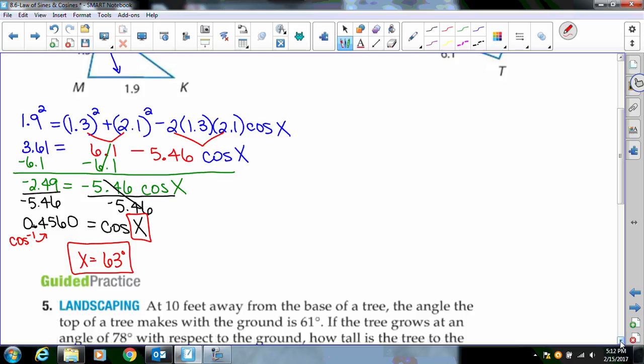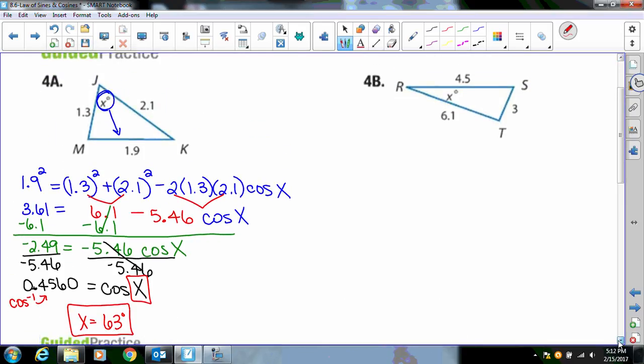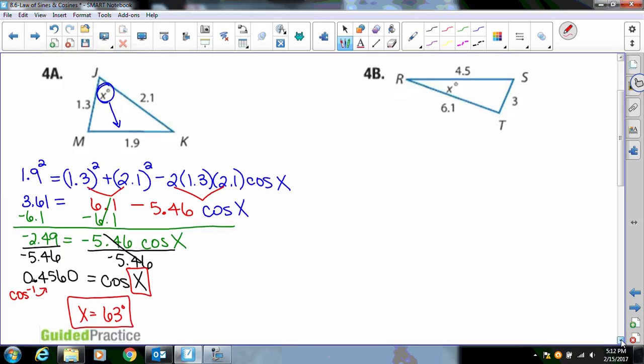And again, make sure you are trying this stuff on your calculator. So you might want to pause as you're working on the video, check it on your calculator, and then push play, and then keep moving forward.